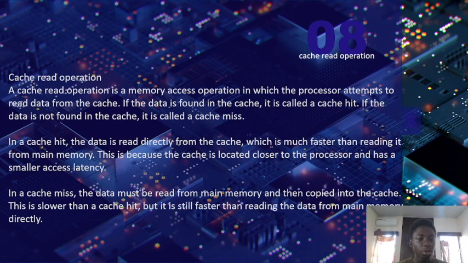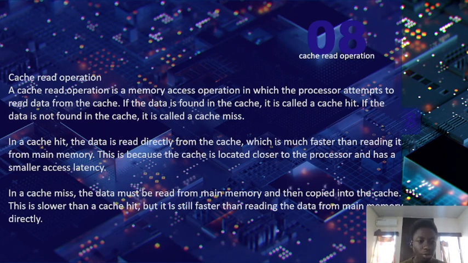A cache read operation is a memory access operation in which the processor attempts to read data from the cache. If the data is found in the cache, it is called a cache hit. If the data is not found in the cache, it is called a cache miss.